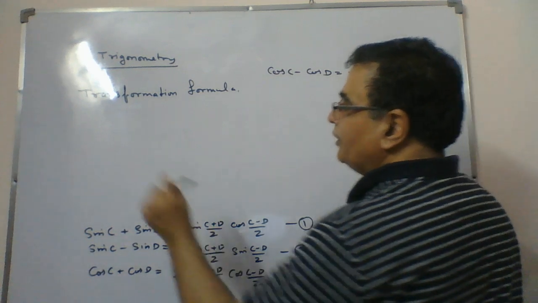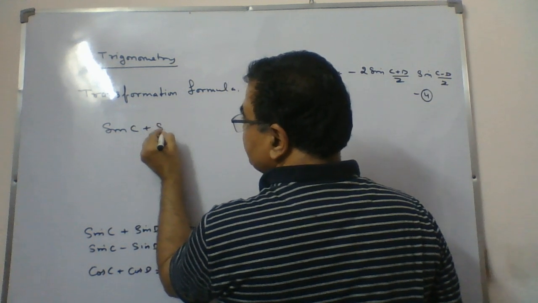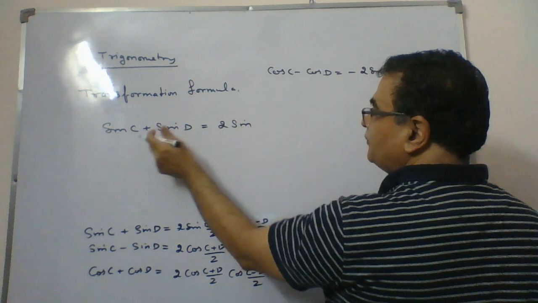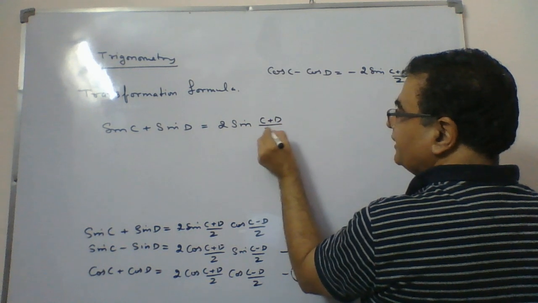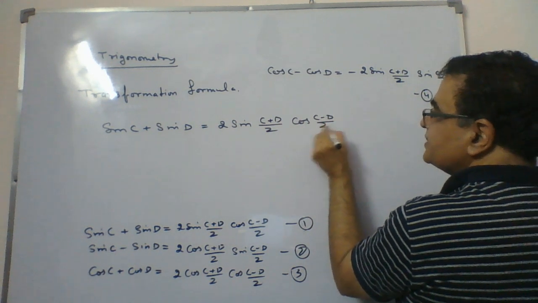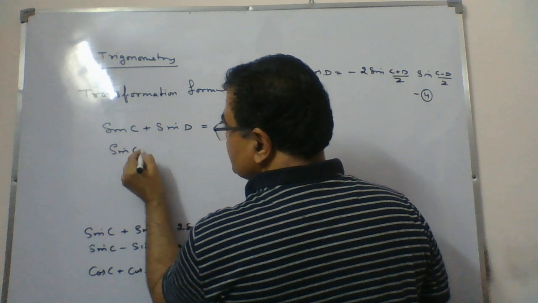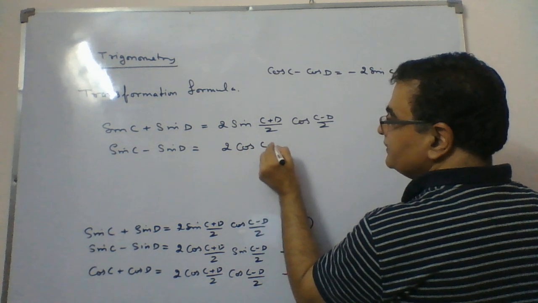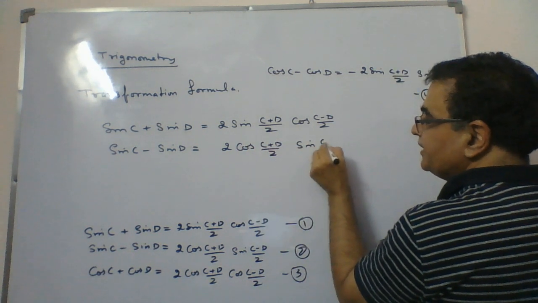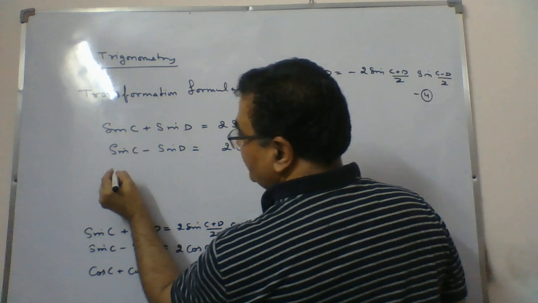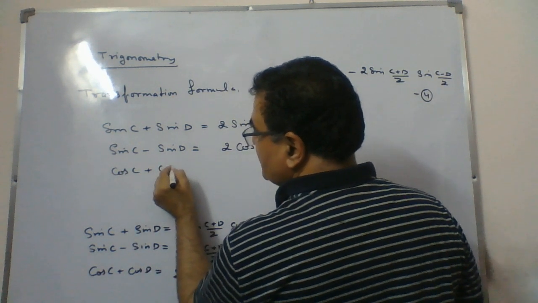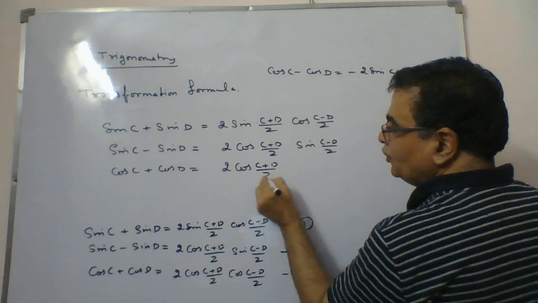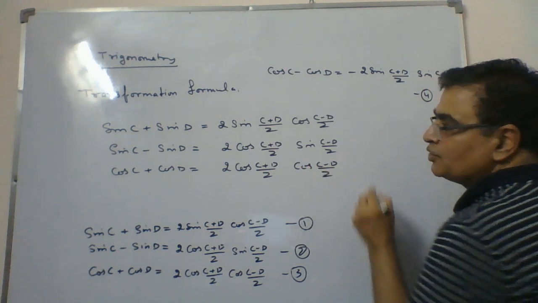The first result, which we have already done: sine c plus sine d, sine and sine, is the first term of the sine formulas, 2 sine (c plus d)/2 cos (c minus d)/2. Then I go for sine c minus sine d. This time the formula comes 2 cos (c plus d)/2 sine (c minus d)/2. Then cos c plus cos d. The formula comes out to be 2 cos (c plus d)/2 cos (c minus d)/2.